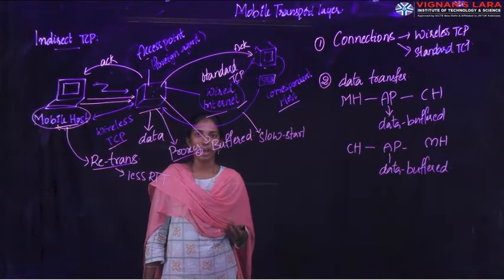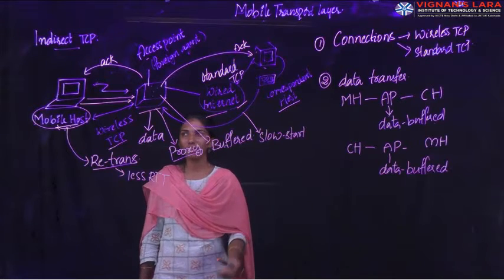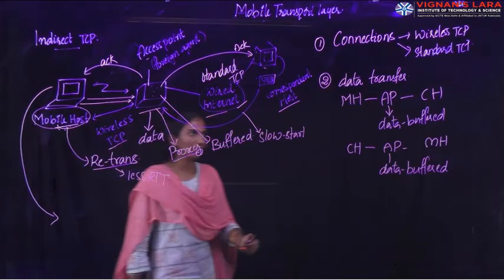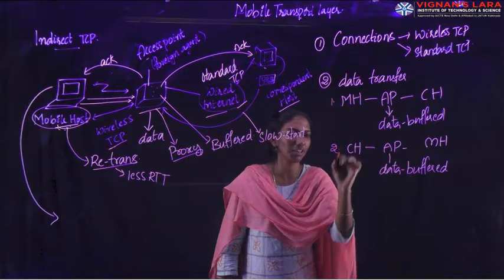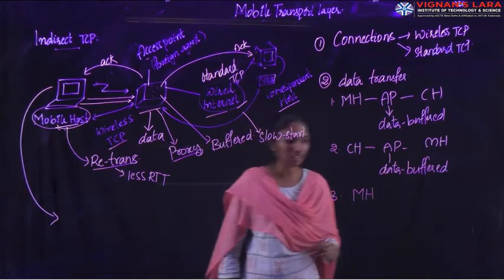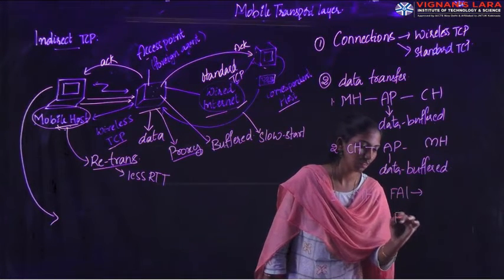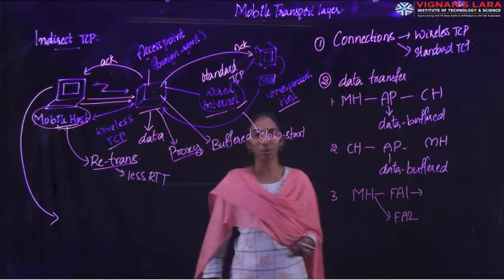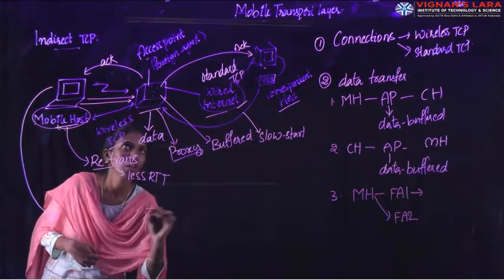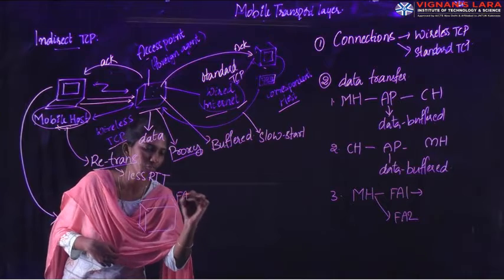Now, these are the first two cases. The third case is when the mobile host, being on a wireless link, moves from one foreign agent to another foreign agent. How is it going to transfer the data? How is it possible? So I assume that here you have a different access point. Assume that this is FA2.